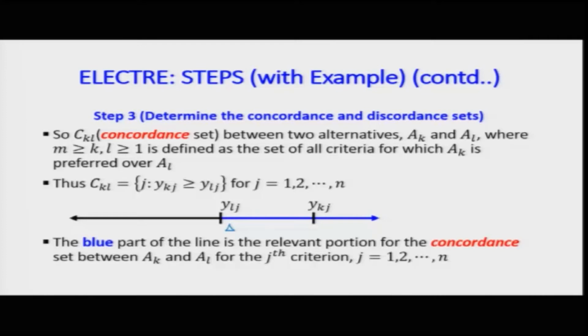So, let me read it. The blue part of the line is the relevant portion for the concordance set between Ak and Al, the alternatives, for any of the criteria j.